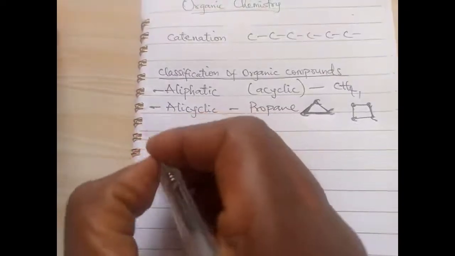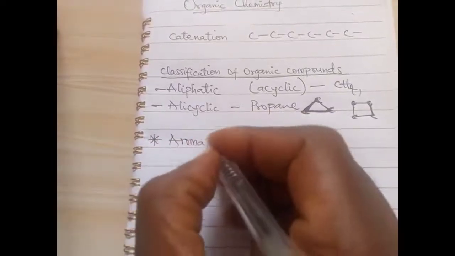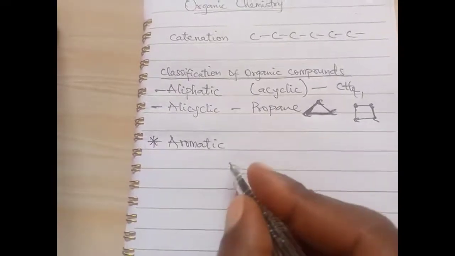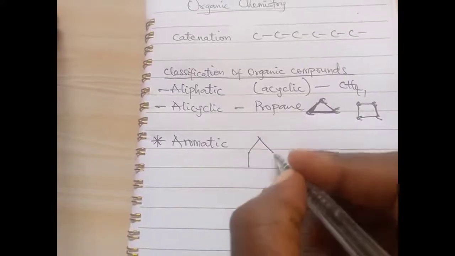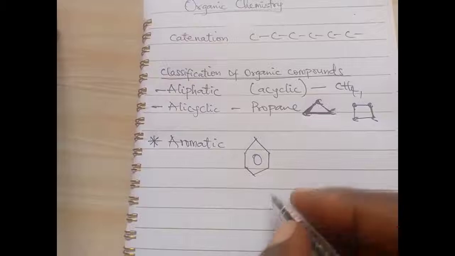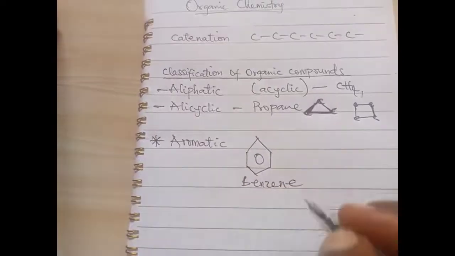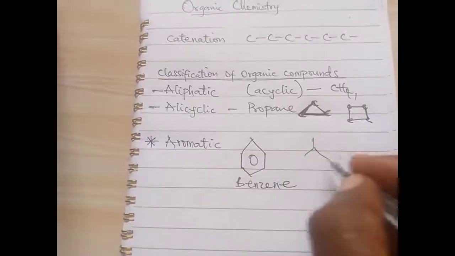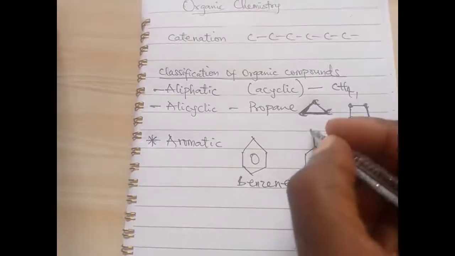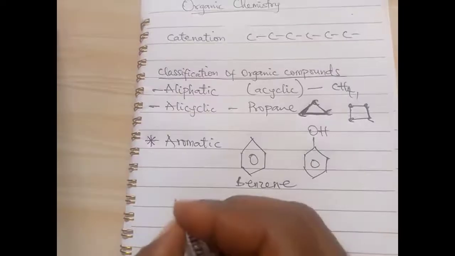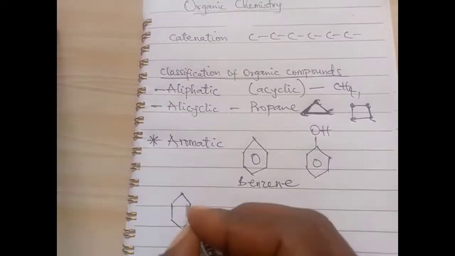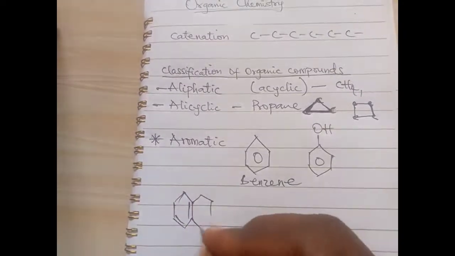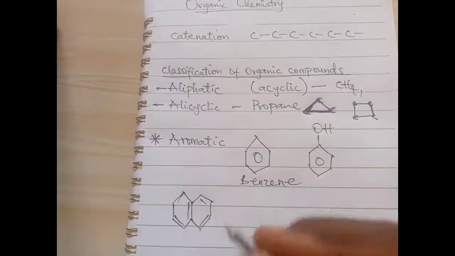Another major one we have is aromatic. Now when we say aromatic, we're saying they are ring form compounds. They contain at least a benzene ring. For example, this is the benzene. So this is benzene. We also have the phenol, and so on. We also have naphthalene.